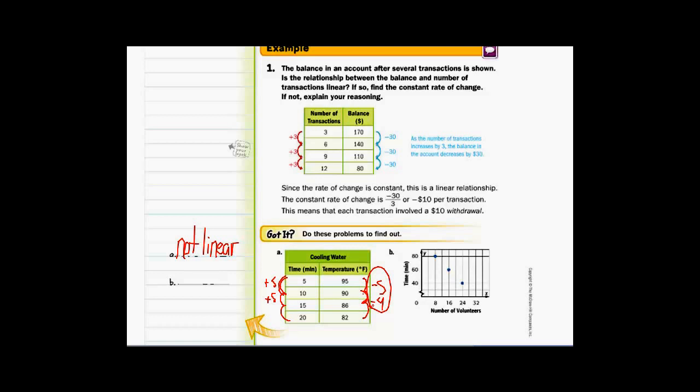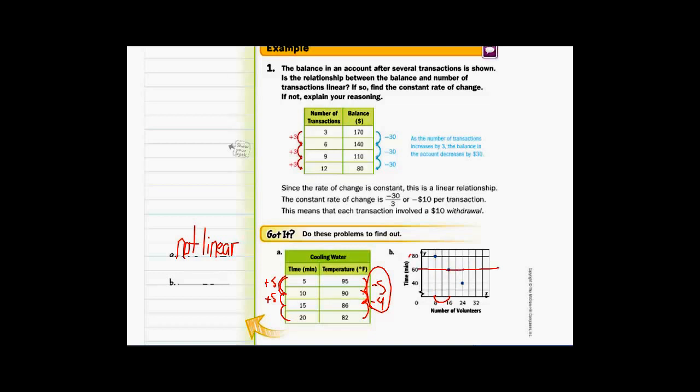Let's try B. All right, so for B, let's see, we've got the first data point right here. So as this goes up 8, this went down 20.